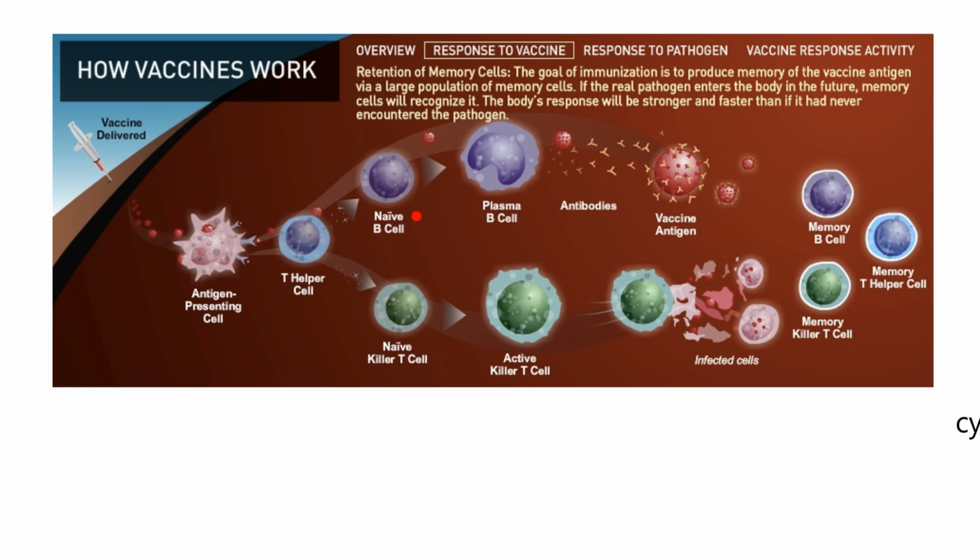Whenever you see the word naive, it means I haven't seen that before. It hasn't been delivered by accident or by vaccine. On the lower panel, you have naive, what they're calling killer T cells that are going to be activated, and more people call them cytotoxic T cells. But again, there's a lot of terms that can be applied.